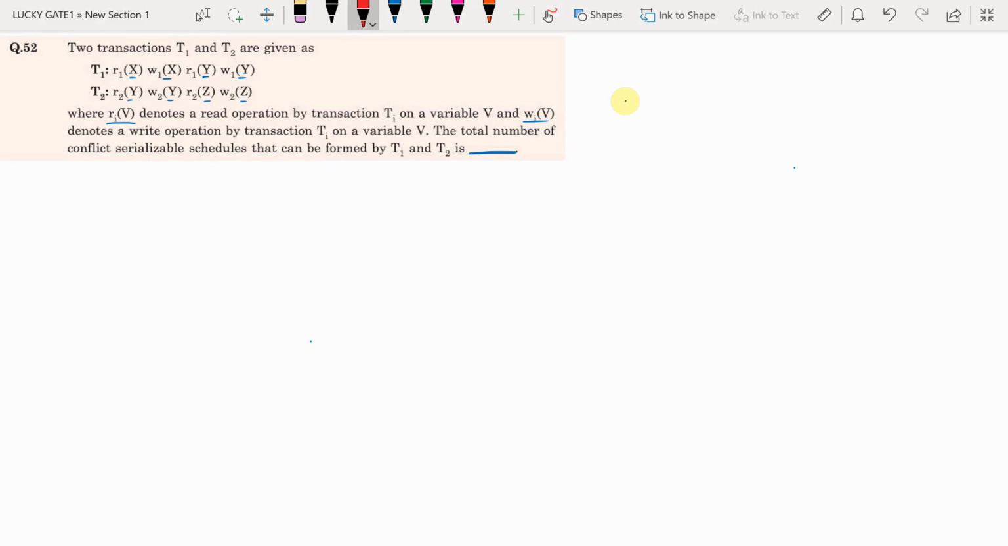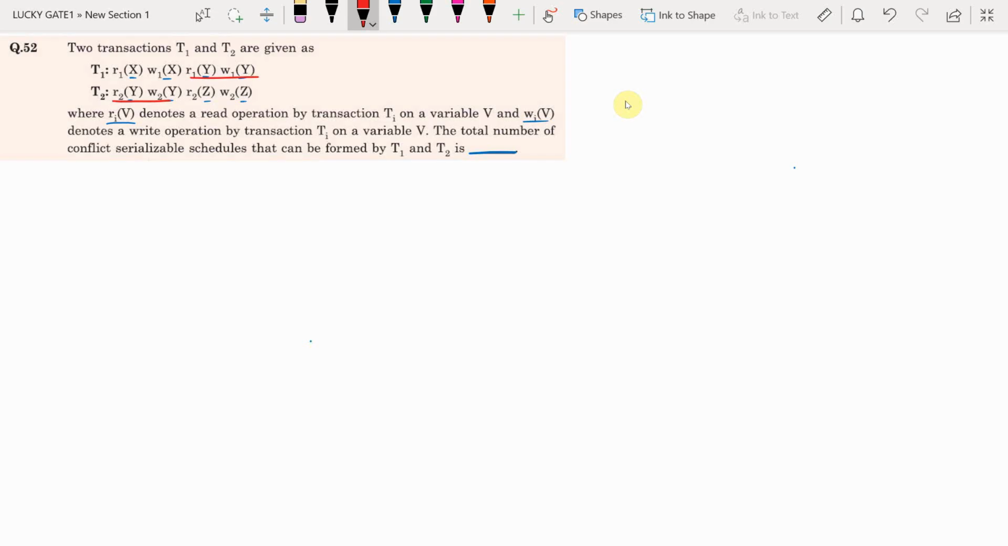Now see, T1 is executing with X and Y data items, T2 is executing with Y and Z data items. It does mean that Y is common for both T1 and T2. If any conflict is possible, that conflict you can expect only with respect to Y of T1 and T2.